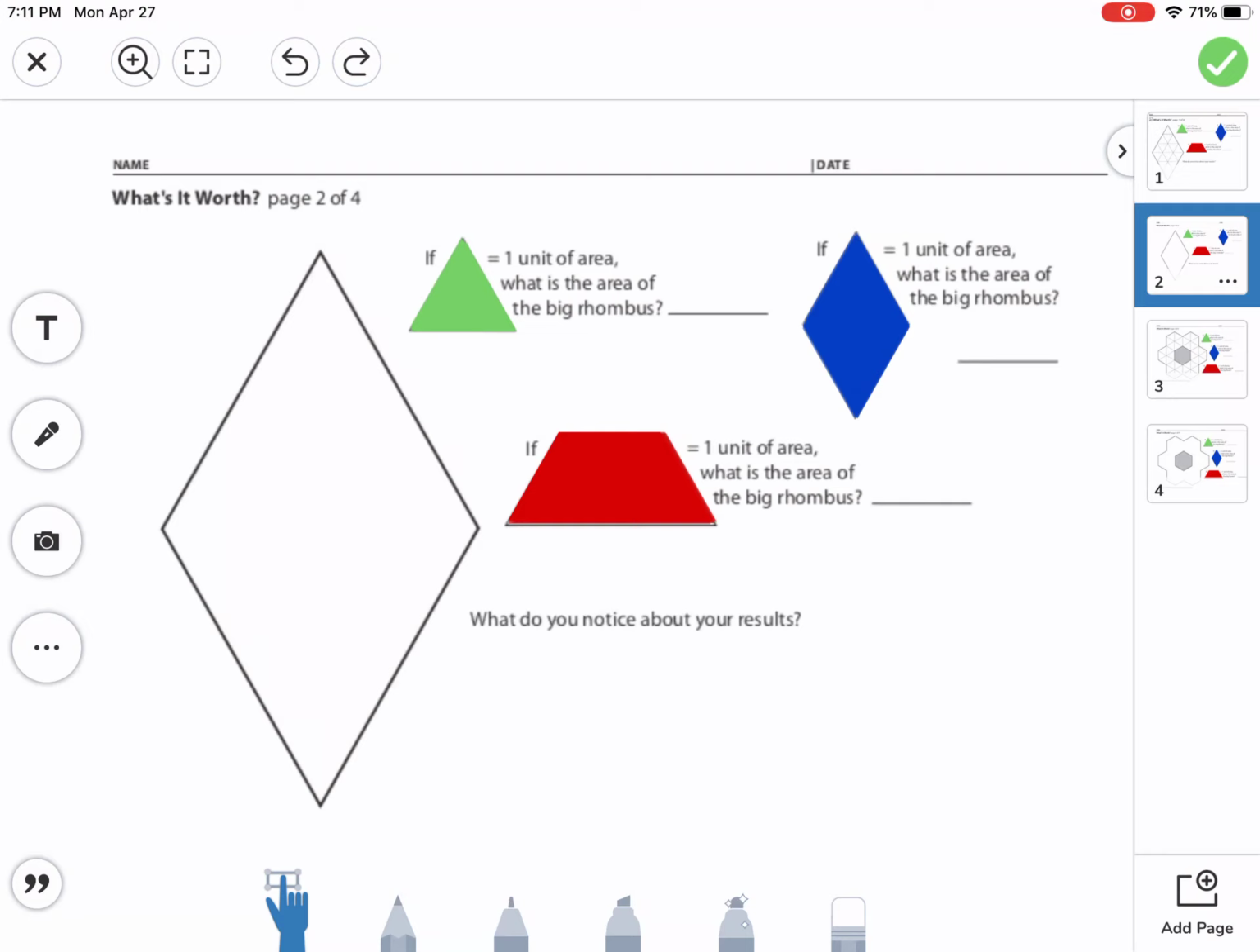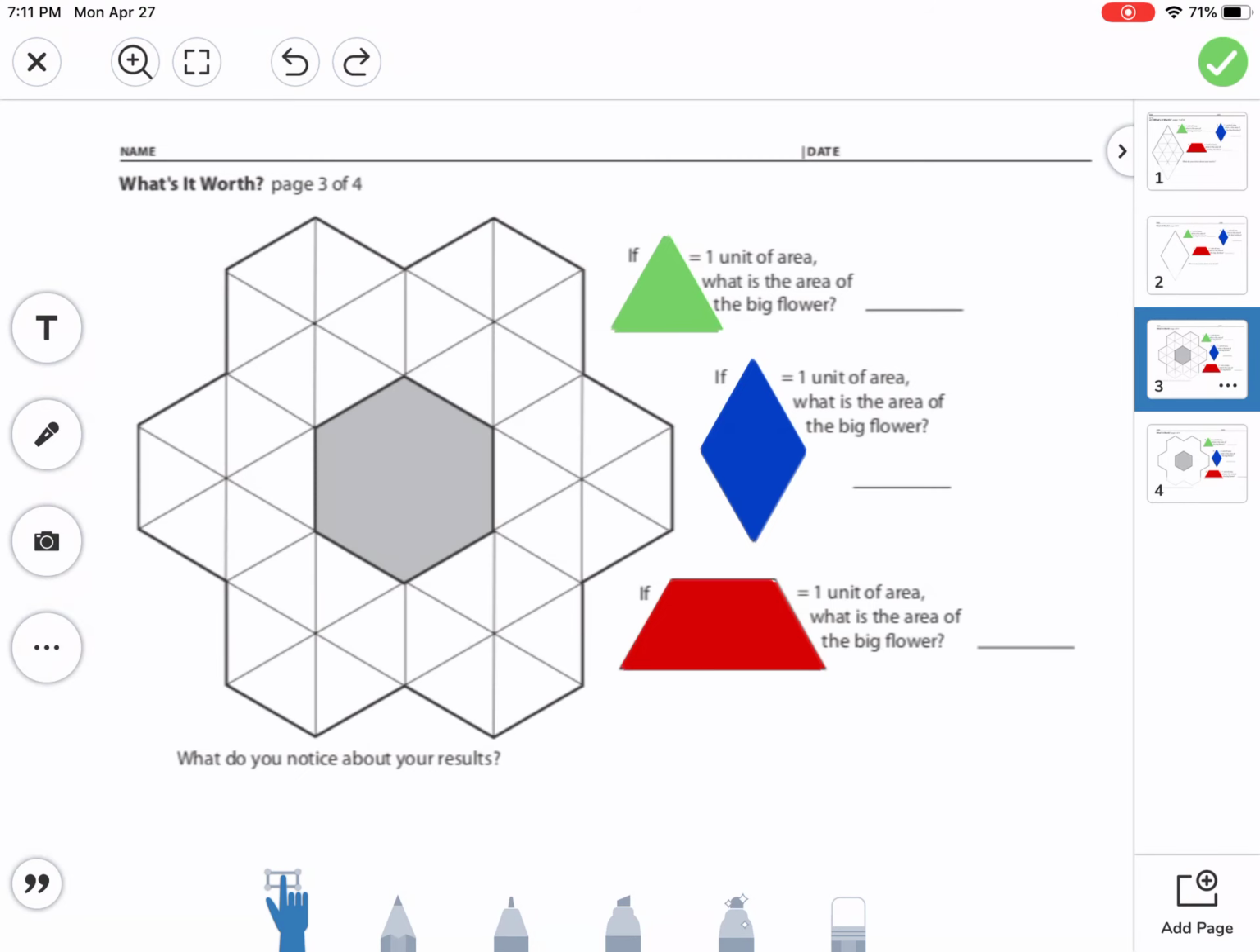Now for our second shape, you're going to have this flower on page 3 with What It's Worth. And just like on the diamond or on the rhombus, you're going to have to find out the area using triangles. How many triangles would you need? The area using rhombuses. How many rhombuses would you need? Just like we did in our example. But then something new is the trapezoid. So you're going to have to see how many trapezoids you would need. And then you're going to have to think about what you notice about your results.